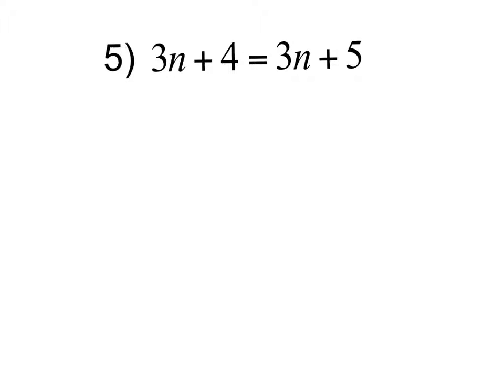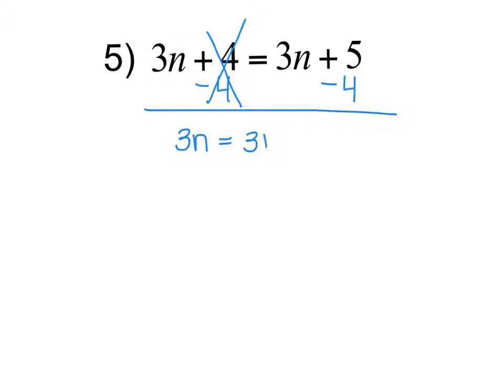All right, number 5. 3n plus 4 equals 3n plus 5. We have a couple things we have to do here. We have to put the numbers together and the letters together. So let's start by subtracting 4 on both sides. Move those numbers together. Cross off the 4s because they cancel out. I'm left with 3n equals 3n plus 1. Then I have to move the n's to the same side, so I'll leave the plus 1 alone. To get rid of positive 3n, I'm going to subtract 3n on both sides.